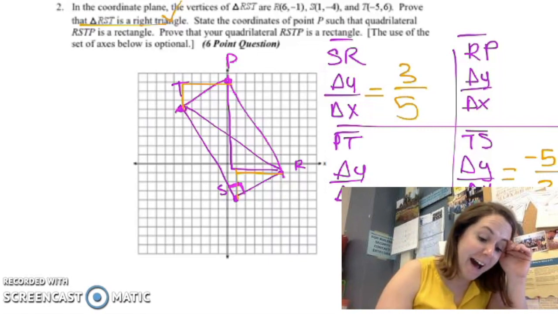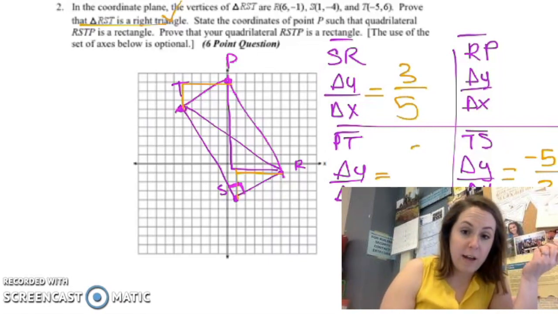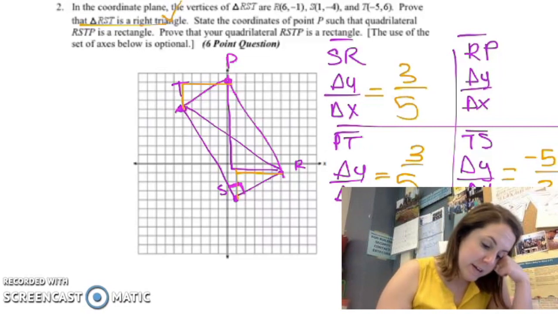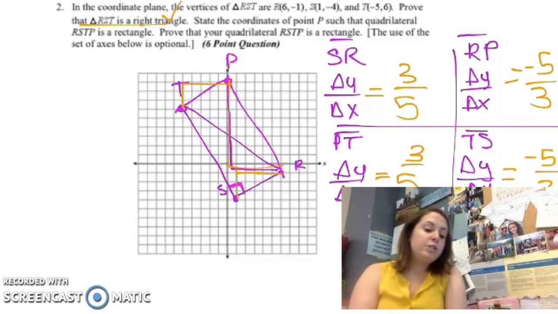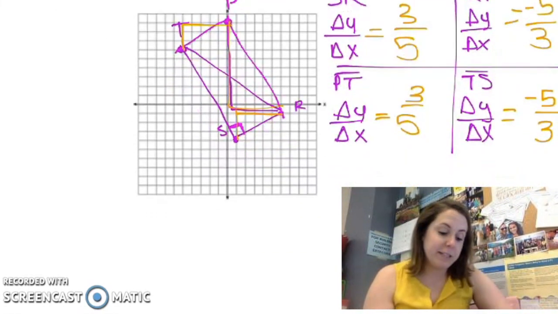TP is up 3 over 5. We constructed it that way, right? So that should be the same. And this one, if we actually do our slope, is the same, down 5 over 3, or down 10 over 6. So I see here that I've got opposite sides parallel.